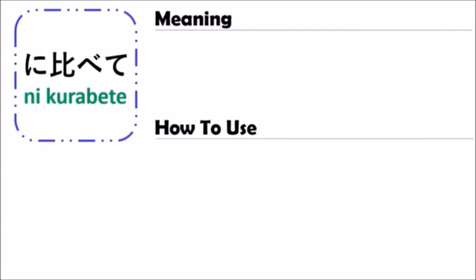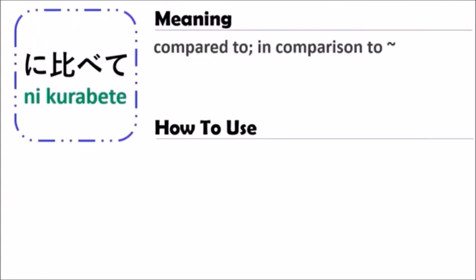The grammar of 〜に比べて has the meaning of "compared to" or "in comparison to something." That means you want to compare between two things or two people, or whatever you want to compare between two things. You can use 〜に比べて, which means you compare with something.